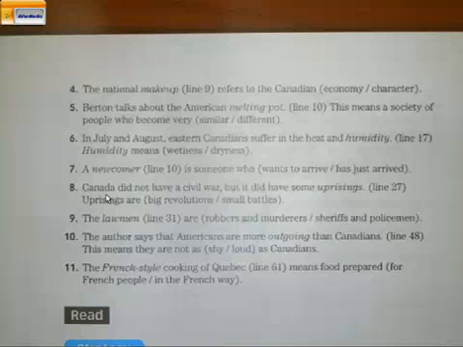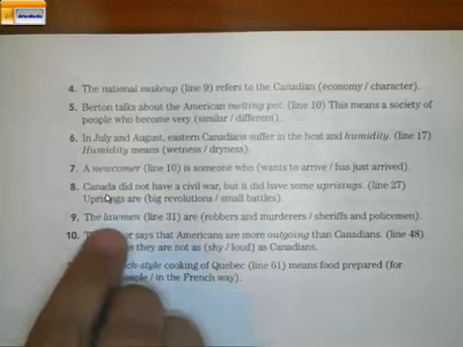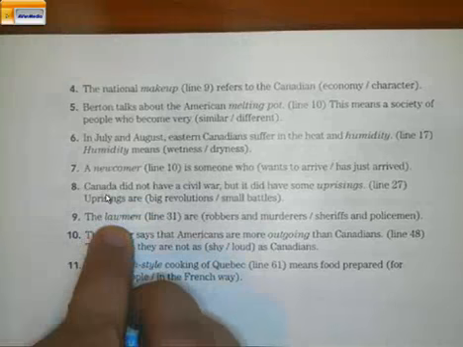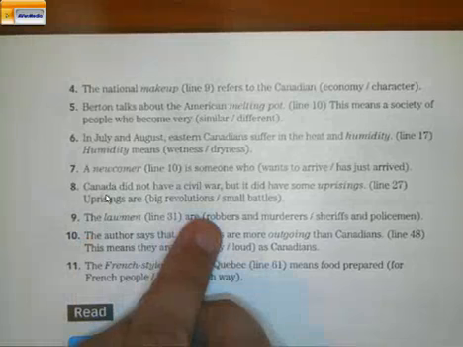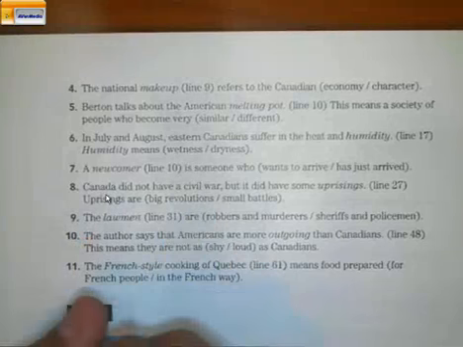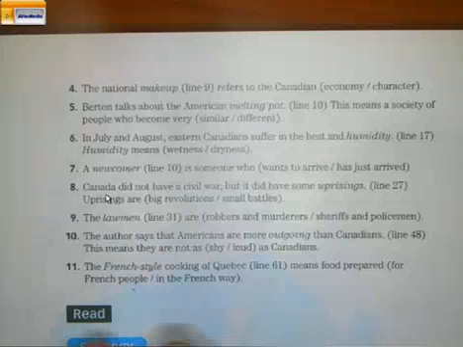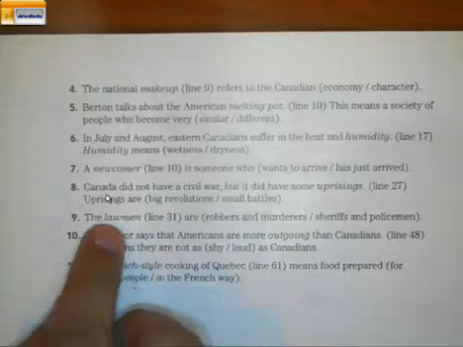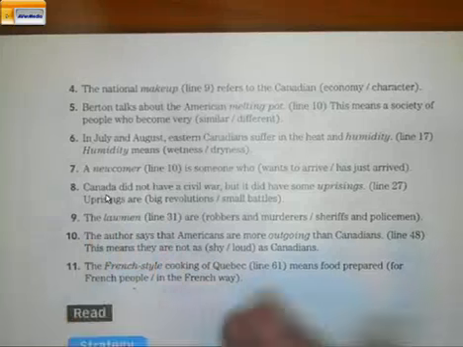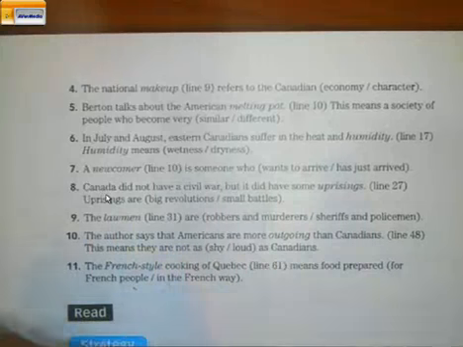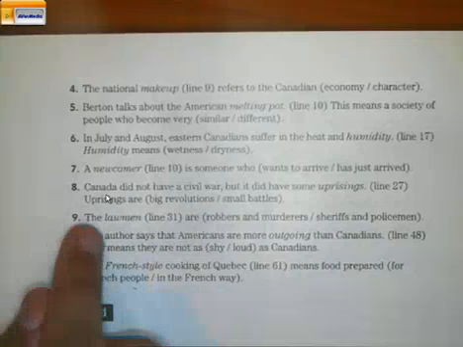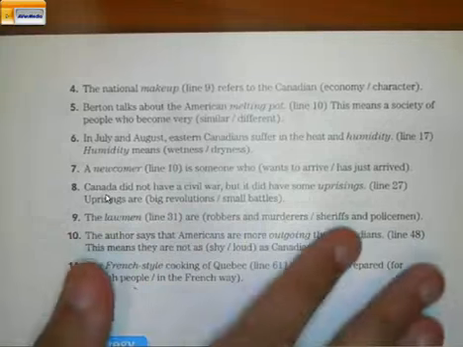The lawmen, L-A-W-M-E-N, means sheriffs and policemen. But if you have the word L-O-W-M-E-N, if we just change the A here into O, it becomes robbers and murderers. So be careful when you see words like these. Try to see the exact spelling so you know the correct meaning. But here, law, L-A-W, it means the system or the rules. So the correct answer here, the lawmen, means sheriffs and policemen.